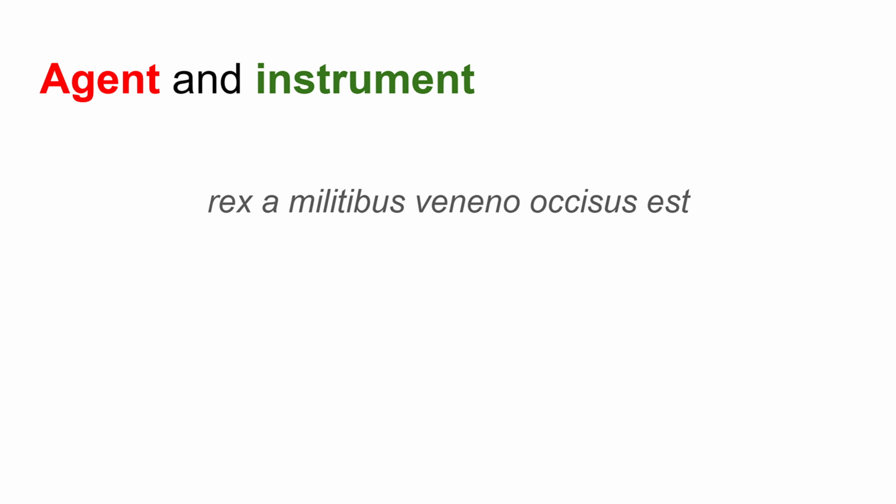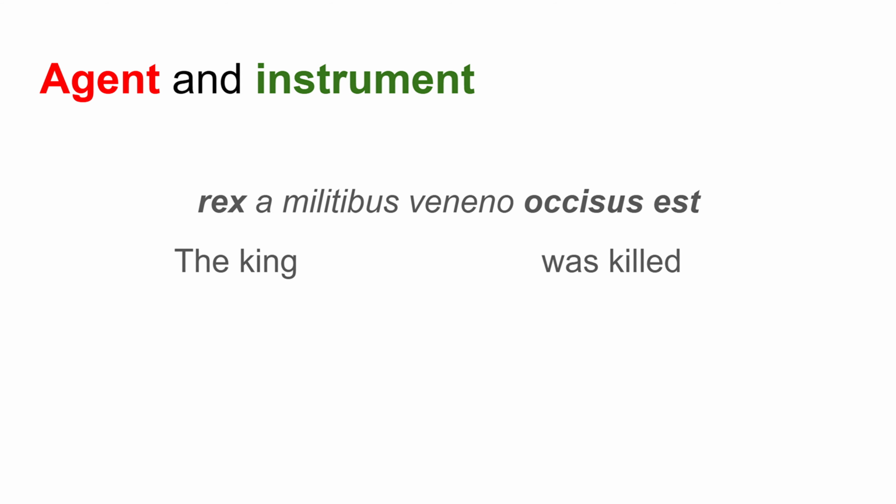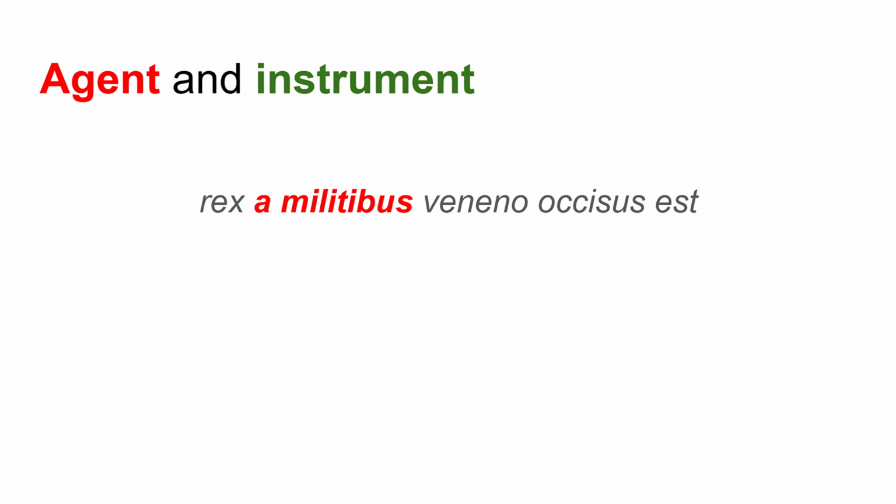So, we're going to start with the nominative, rex, the king. Then I find my verb, was killed, occisus est. Now this is a passive. Now I know that I might be able to have an ablative of agent here. So I'm going to be looking for my a or my ab. And I have it. I have a militibus. So this is my ablative of agent, by the soldiers. They're the ones who are doing the killing. So the king was killed by the soldiers.